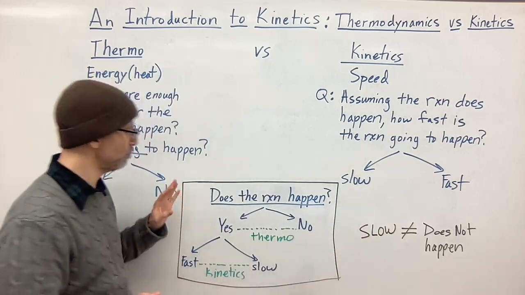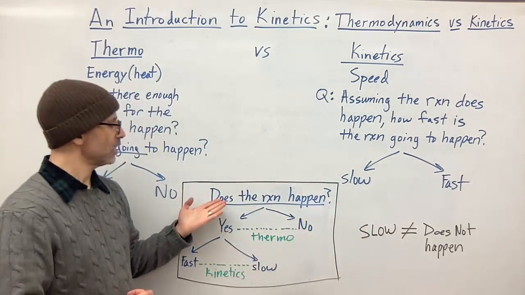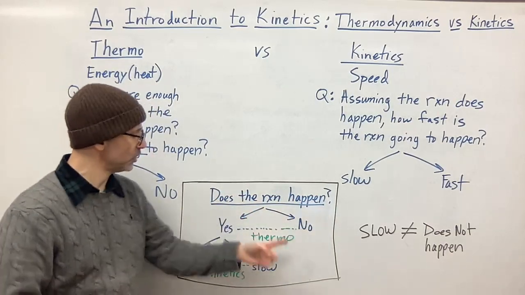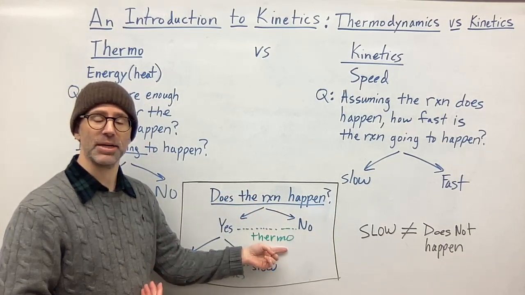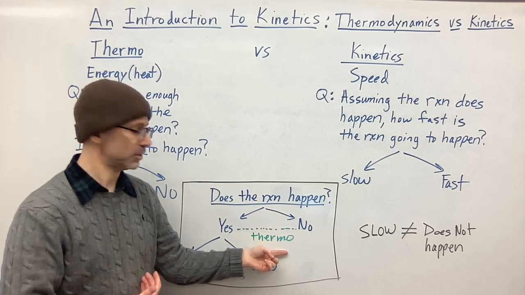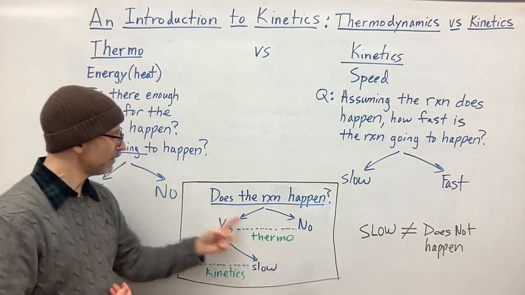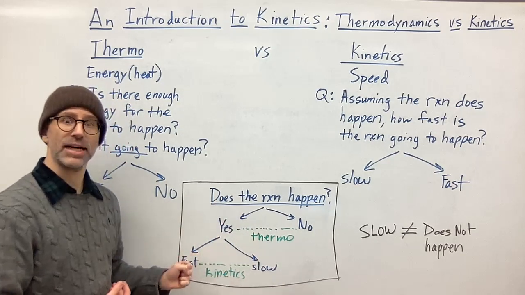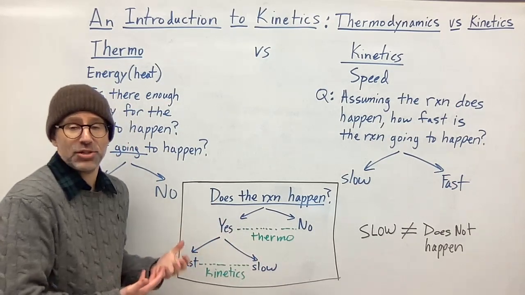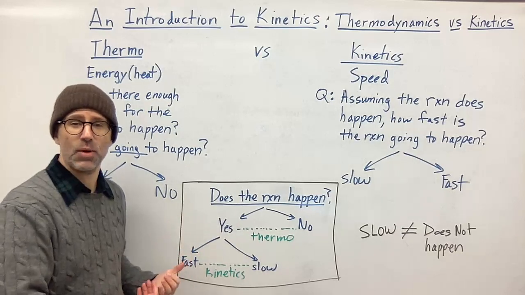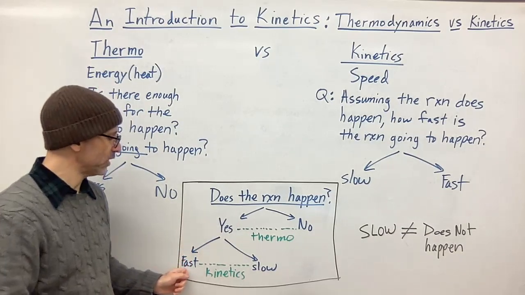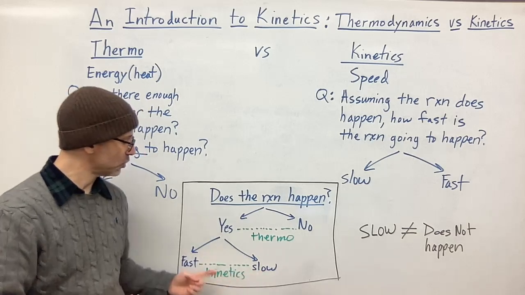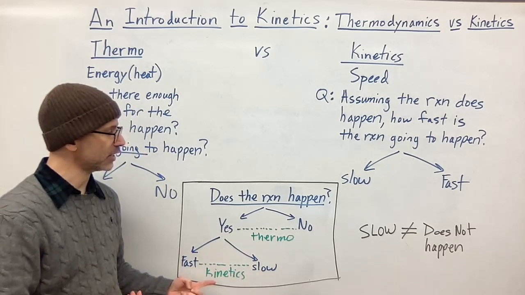So if I put these two pictures together, it looks like this. Does the reaction happen? Yes or no? Yes or no to this question is the realm of thermodynamics. That's what thermodynamics is going to tell us. So if yes, then kinetics jumps in and says, okay, how quickly is this reaction going to happen? That's the question of kinetics. And so it's either going to be fast or it's going to be slow. So this is the realm of kinetics.